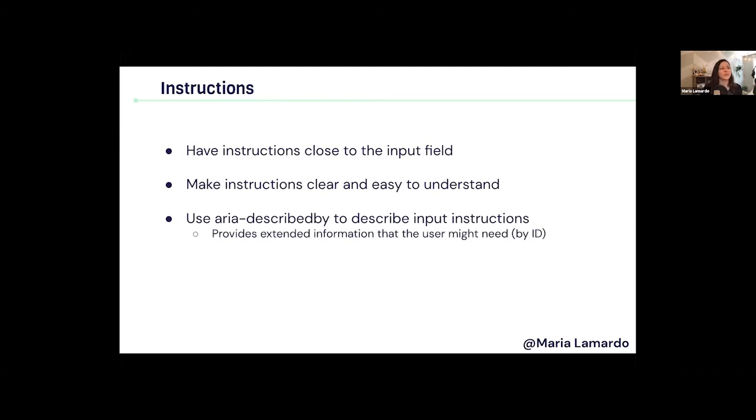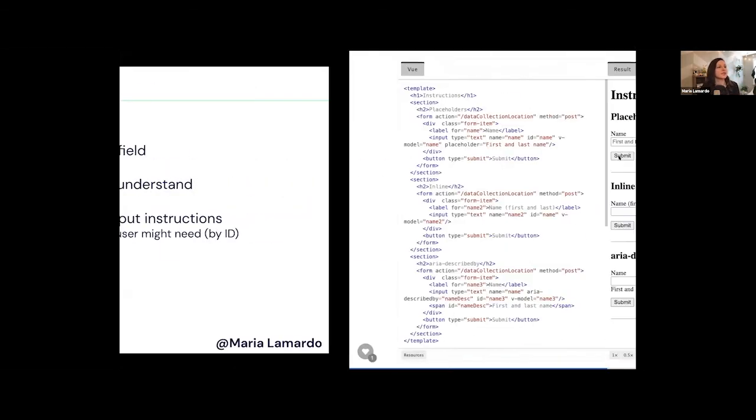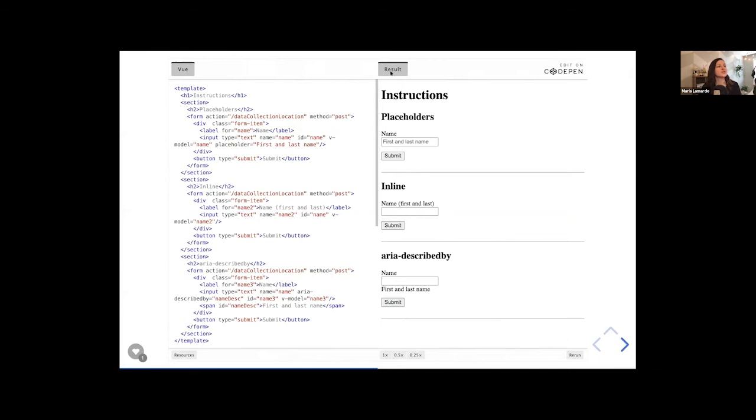ARIA describedby will provide extended information that the user may need, and it works similarly to ARIA labelledby, where you have to match the ID of that content. So let's take a look at what that means. When we look at instructions for forms, there are different ways that I've seen this implemented.